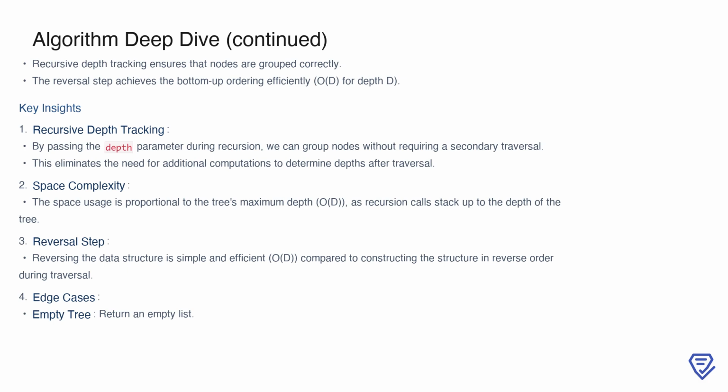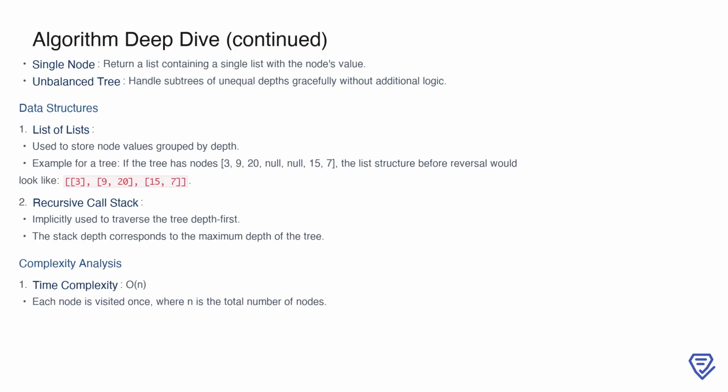For this solution, we rely on two main data structures. First, a list of lists is used to group node values by depth, with each depth corresponding to a specific sublist. For example, in a tree with nodes 3, 9, 20, null, null, 15, 7, the list before reversal would look like [3], [9, 20], [15, 7]. Second, the recursive call stack is implicitly used to traverse the tree in a depth-first manner. The depth of this stack corresponds to the maximum depth of the tree. Together, these structures enable an efficient and clean implementation of the bottom-up traversal.